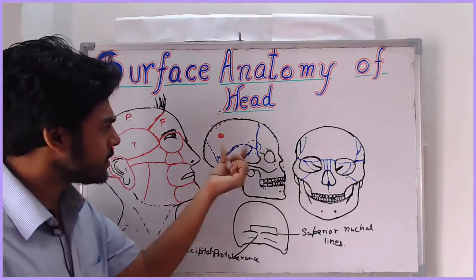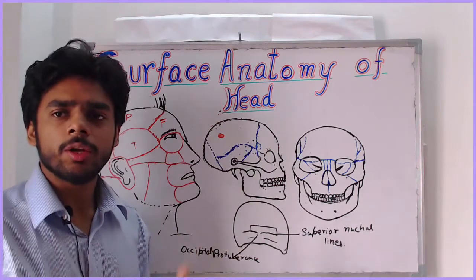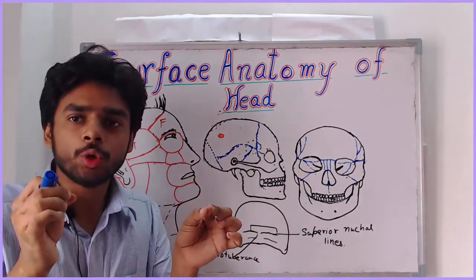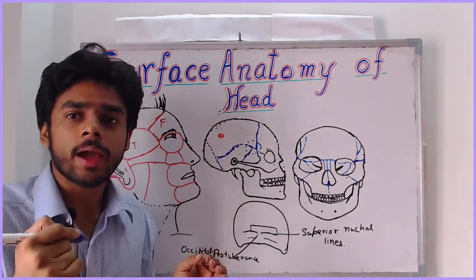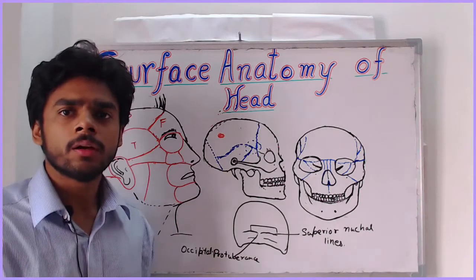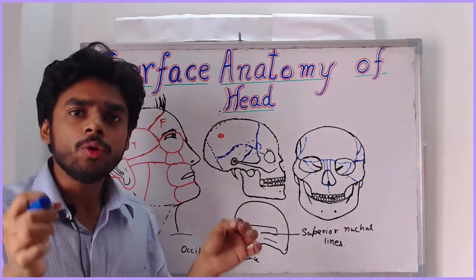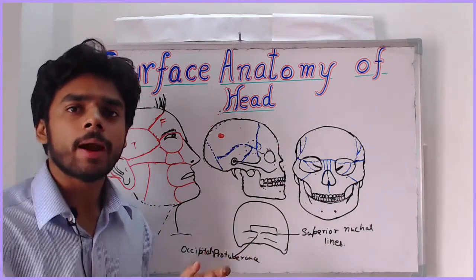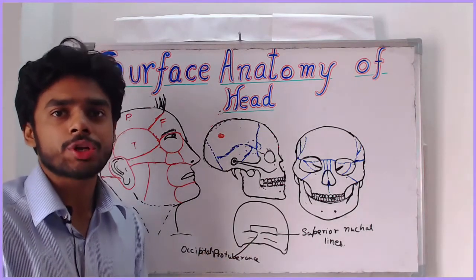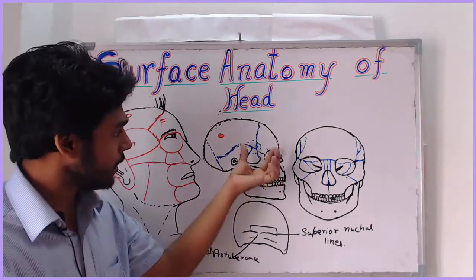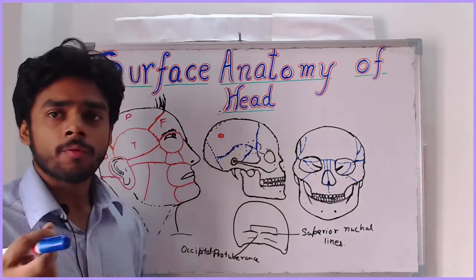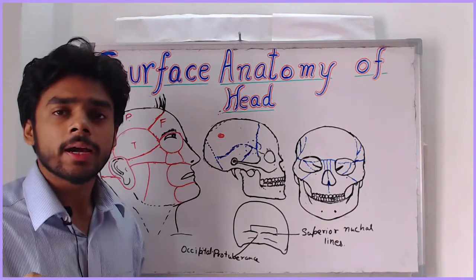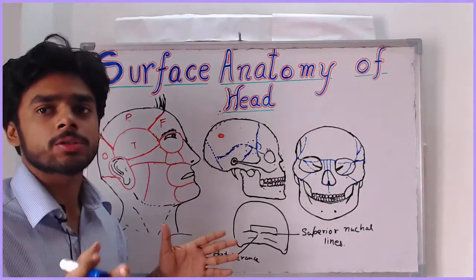And why is this pterion important? It is the site of entrance to the cranial cavity in craniotomy. And why is craniotomy done? Craniotomy is done in order to remove extradural hematoma. We will study the extradural hematoma later. But this is the pterion region from where we enter inside the cranial cavity by the process called craniotomy.